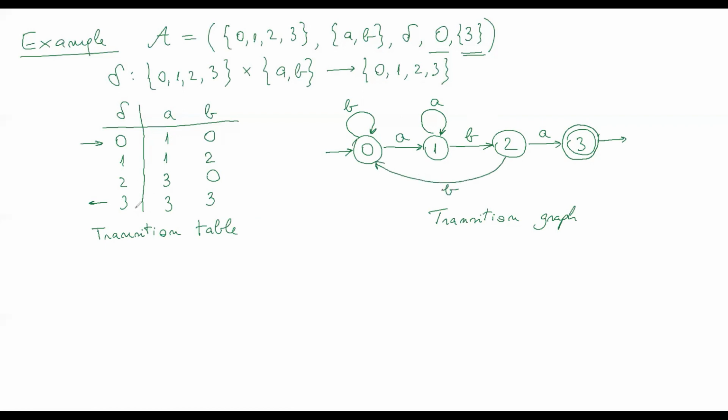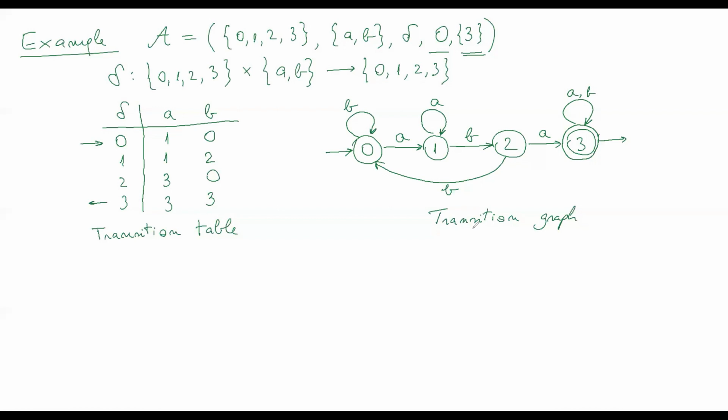And finally, from state 3, with either A or B, I stay in state 3. So this is denoted in this way. I could have a second self loop, but I can also indicate just on this self loop 2 different labels, meaning that really from state 3 with either A or B, I stay in state 3. So this is the graph view of the same automaton.